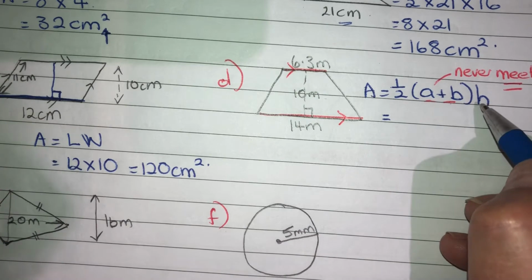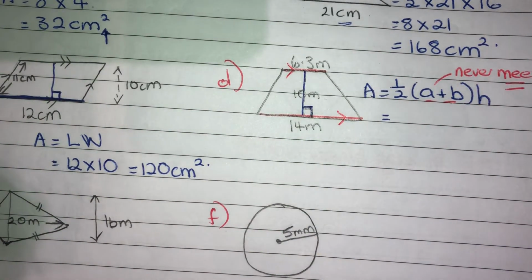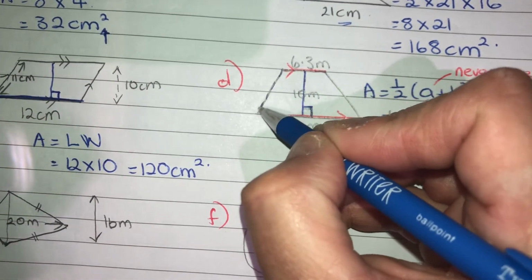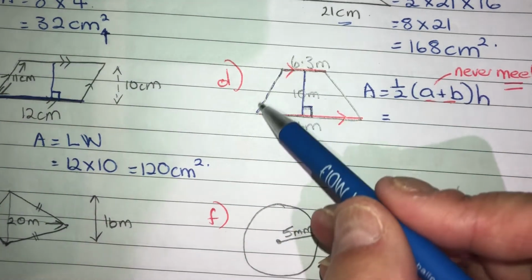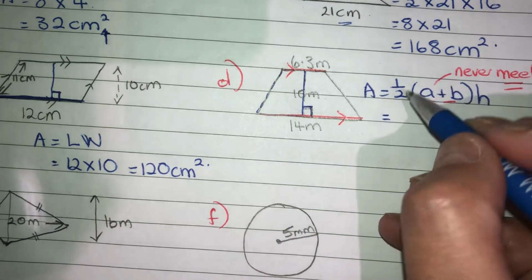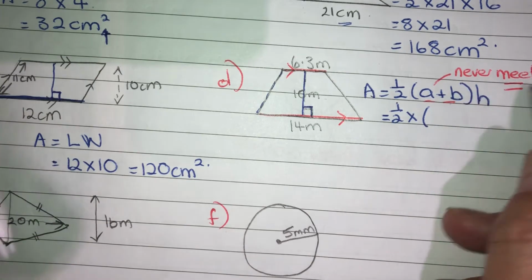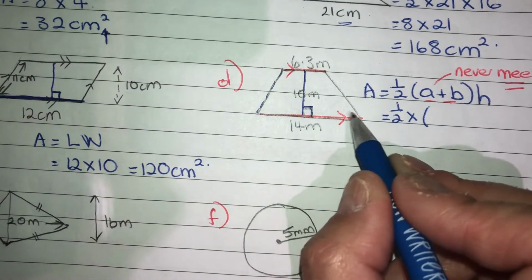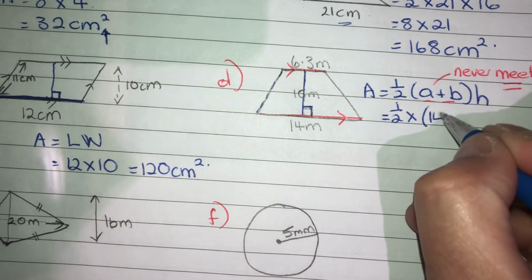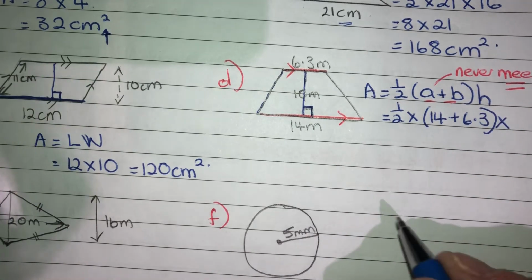And the height is going to be the one, again, same as last one, that makes a right angle with these two sides. So if you were given this line here to trick you, that is not the height, because it doesn't make a right angle with the two red lines. So if we were to put that in, we'd have a half times. Now inside the bracket, they're the two lines that never meet. They are parallel. So inside the bracket, we're going to go 14 plus 6.3, and we're going to multiply that by the height.